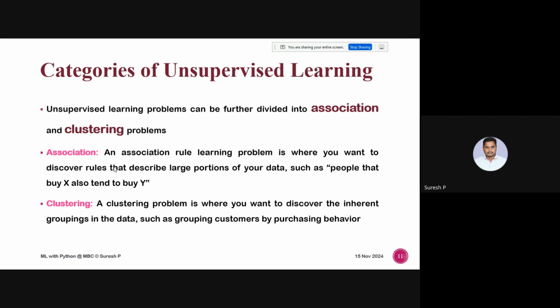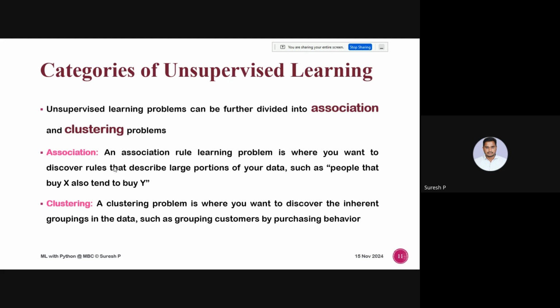If you want to identify that kind of pattern, that is called what? Association. Whenever people buy bread, they also buy jam. Whenever people buy shoes, they will buy socks. Similarly, whenever people buy pants, they will buy a shirt. So we are identifying associated patterns between attributes, and based on that we identify hidden patterns. That is called association.